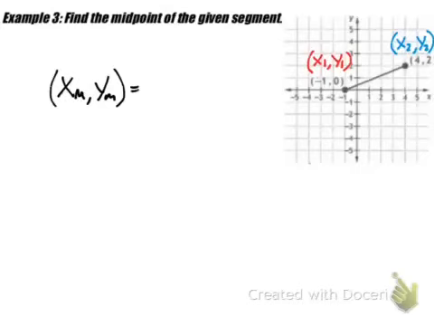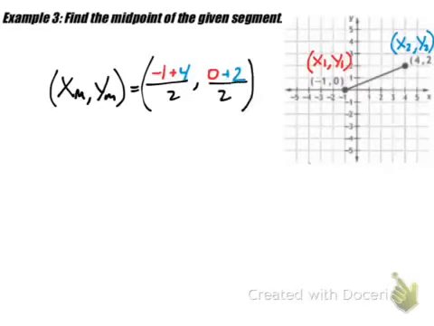To find the midpoint, we take our x's and add them together. So we have negative 1 plus 4, which are our two x coordinates, added together, divided by 2. For our y coordinates, y sub 1, which is 0, plus y sub 2, which is 2, added together and divided by 2. Now you simplify. Your answer is going to be in an ordered pair, with parentheses on the outside and a comma in the middle to separate your x coordinate and your y coordinate.